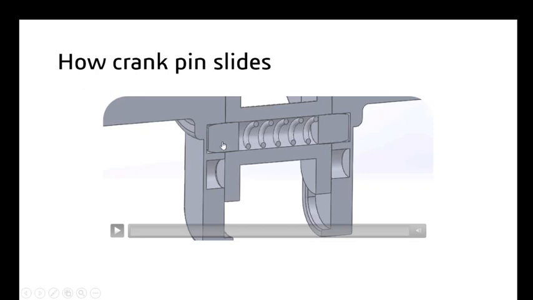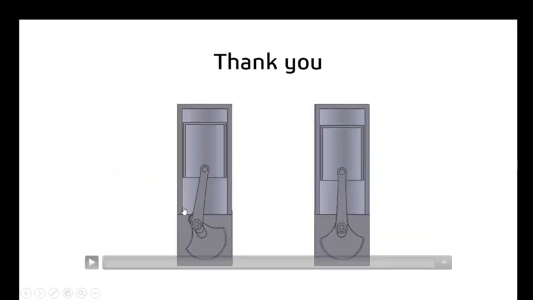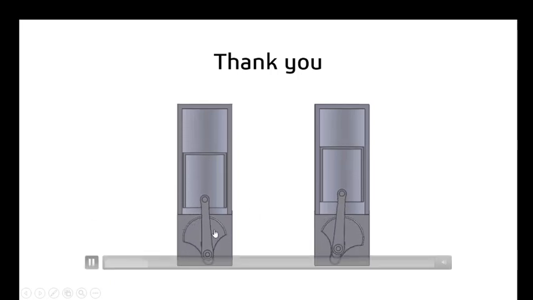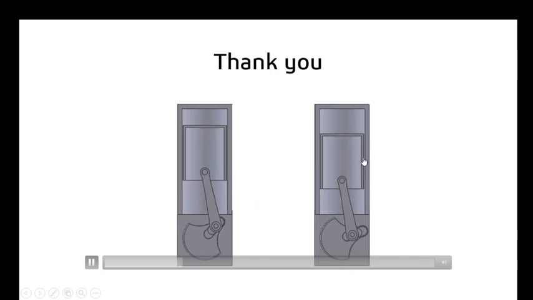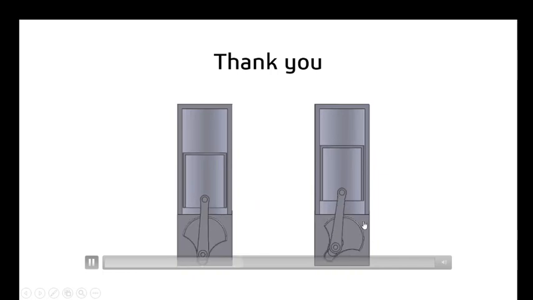To operate this, we need electromagnets in the engine block such that this mechanism can give us both engines at a time. This is the high cc mode and this is the low cc mode, with a simple mechanism of crank pin sliding. Thank you.